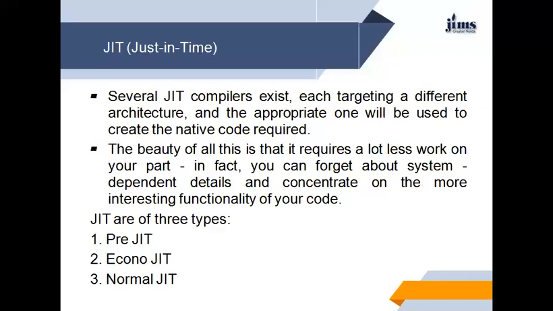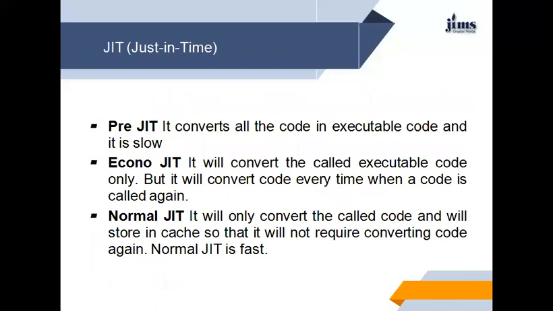Just-in-time compilers are of three types. One is called the pre-JIT, another economical JIT, and the third normal JIT. Pre-JIT converts all the code into executable code, and it is slow. Whatever the code is, it just converts all of it into executable code. That is why it is also slow.